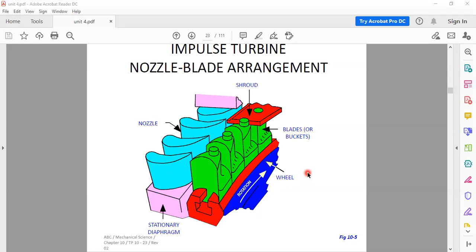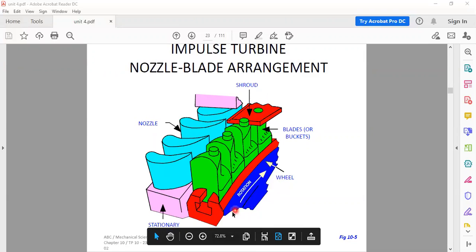So, impulse turbine nozzle blades arrangement. See here, this is a 3D diagram of an impulse turbine nozzle blade. This is the nozzle, and these are the blades like that. We can see here, this is the blade, this is the wheel, this is the blade mounted on this wheel. These are our nozzles like that.